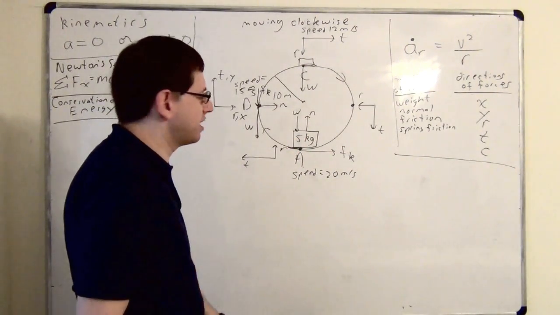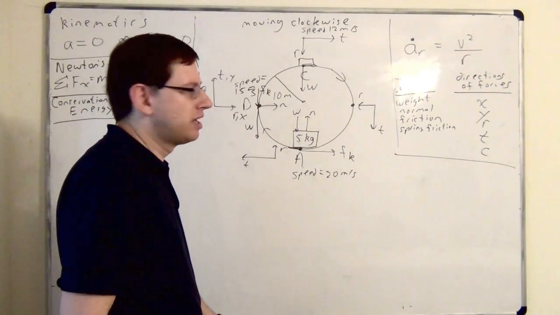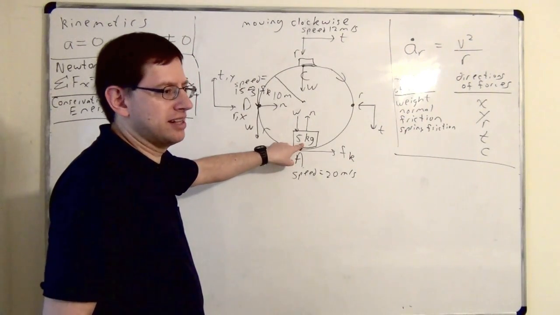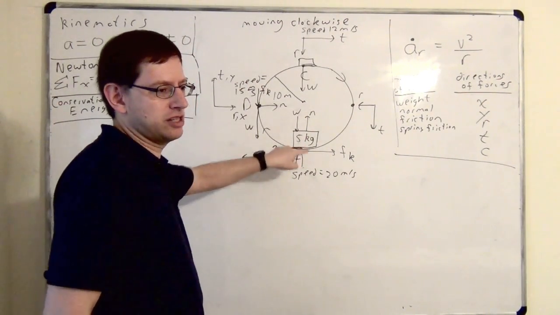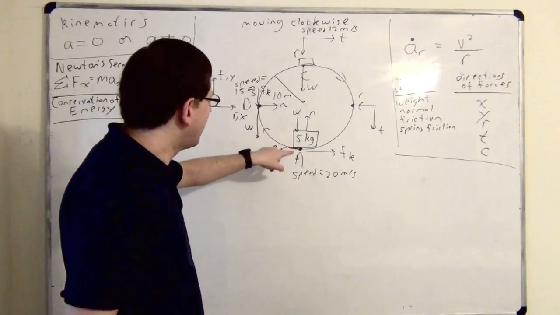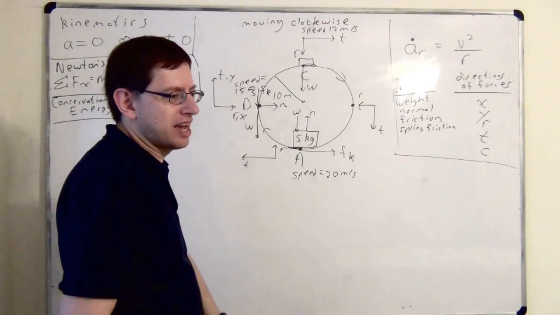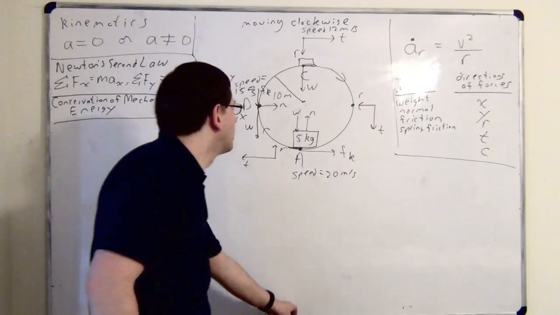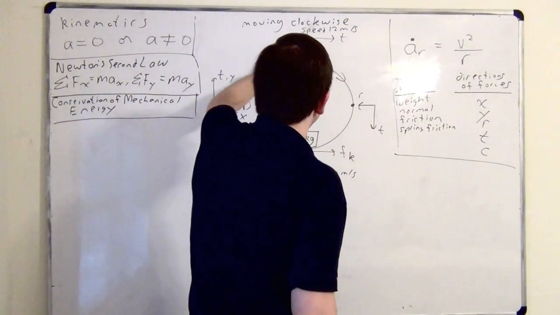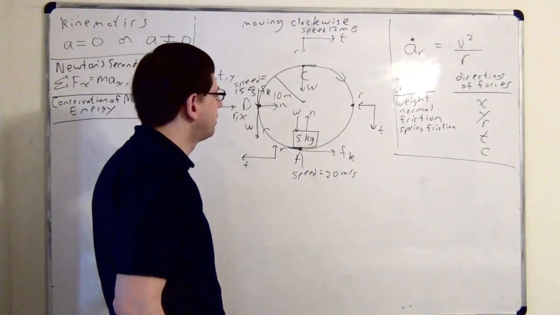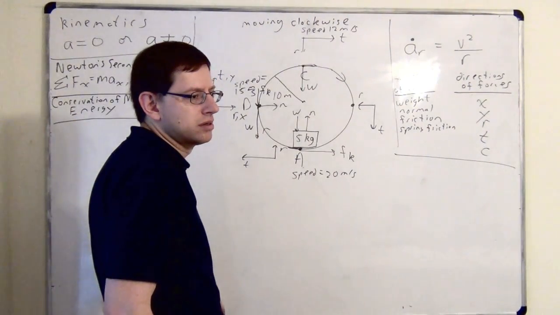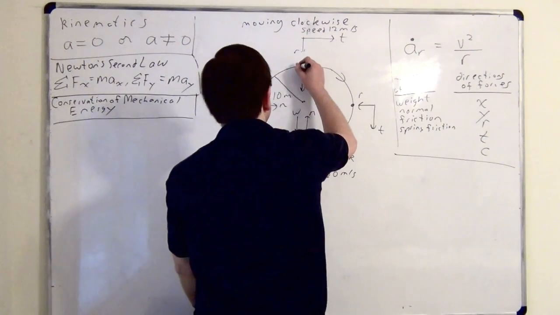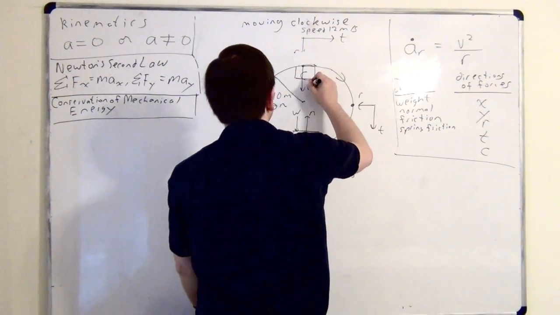Is the box sliding around the inside or the outside of the track? It's impossible for this box to slide around the outside unless it's connected, unless it was actually on railings. But you can see from the picture that the box is on the inside of the track. So what's the direction of the normal force? Same direction as the weight, going down. That's right.